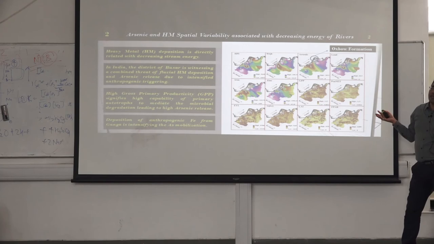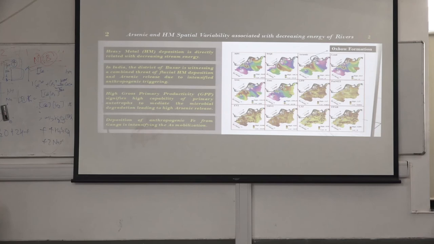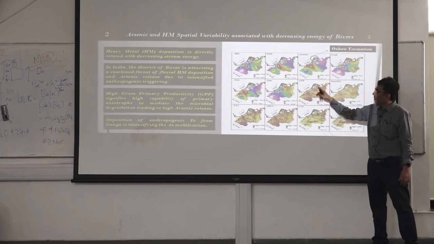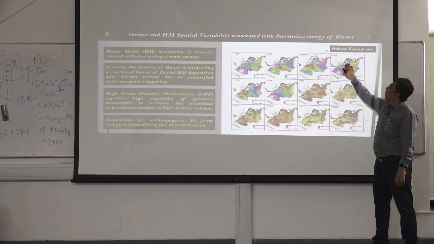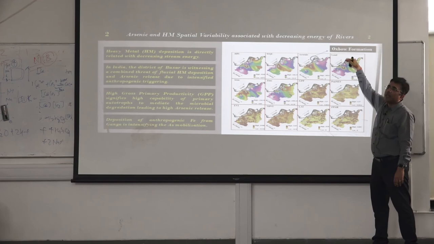Of course, Aswin is sitting here. He is also trying to correlate with gross primary productivity and some other features. Here, productivity is more or less. But one thing is very sure: if the sediment is older, there is less arsenic; if the sediment is recent, there is more arsenic, and vice versa.